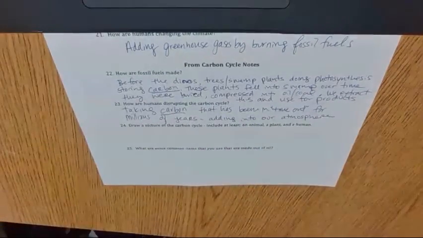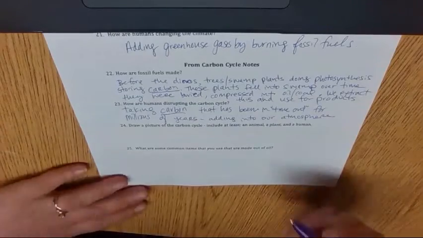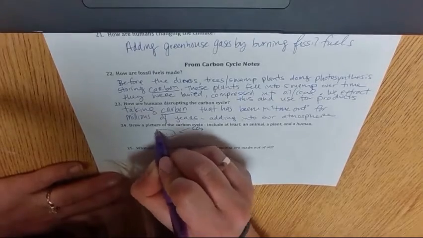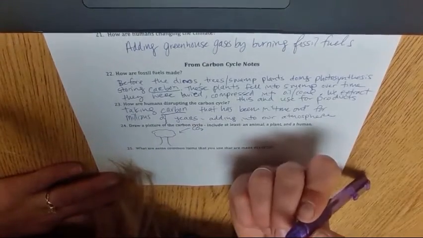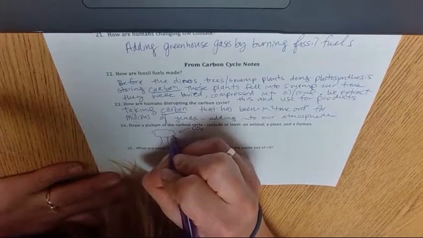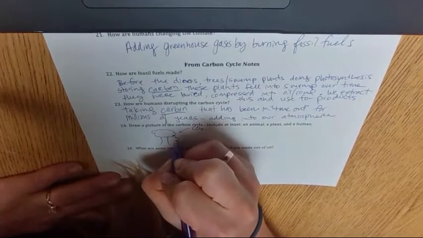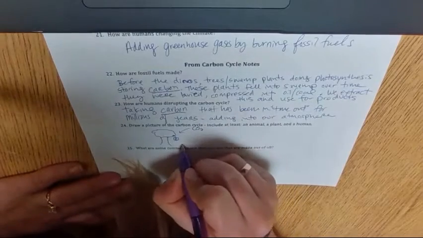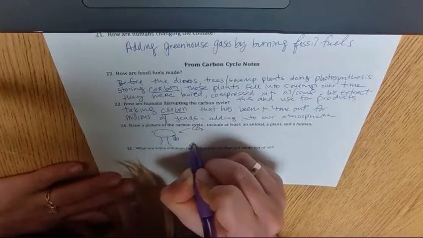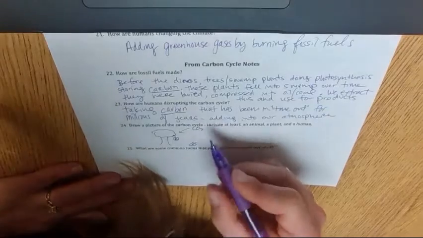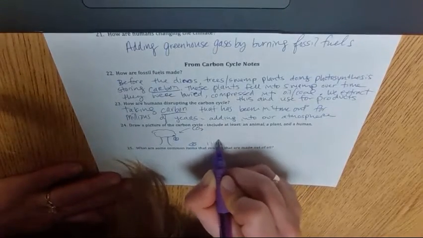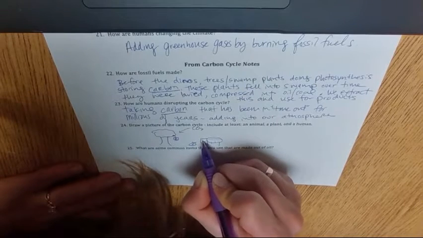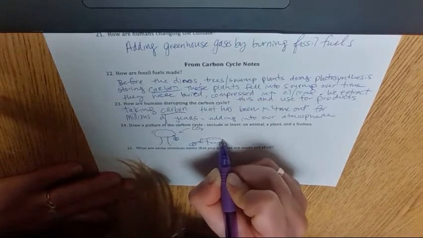Okay, draw a picture of the carbon cycle. Include at least an animal, a plant, and a human. So there's CO2 in the air. The plant is going to suck in the carbon dioxide when it goes through photosynthesis. Maybe there's an apple, and there's carbon in the apple. And then maybe, there's my apple again. This is a great drawing. Now you get to see my animal. It's my animal. And it's going to eat that apple.